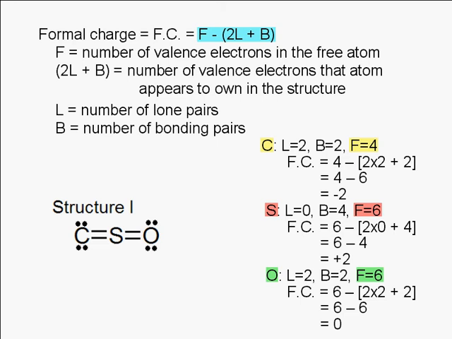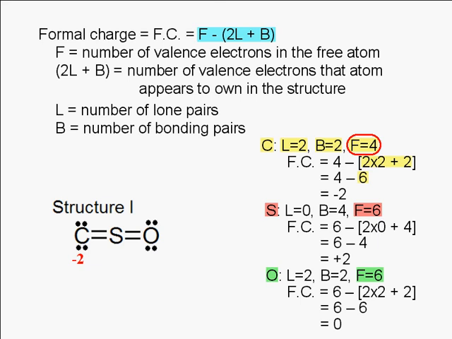Let's apply this formula to structure 1. Let's start with carbon. It has 2 lone pairs. Therefore, L equals 2. Carbon also has 2 bonding pairs. Therefore, B equals 2. 2L plus B is 2 times 2 plus 2, or 6. As mentioned earlier, carbon belongs to group 4A, so a free atom of carbon has 4 valence electrons. Therefore, the formal charge of carbon is 4 minus 6, or -2.